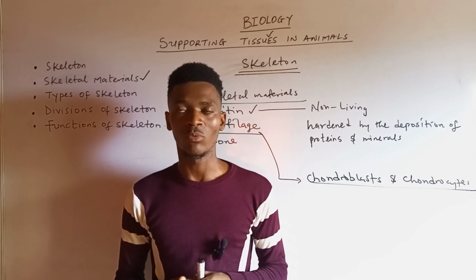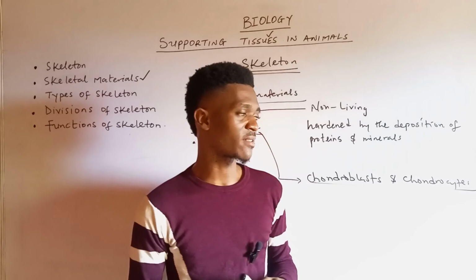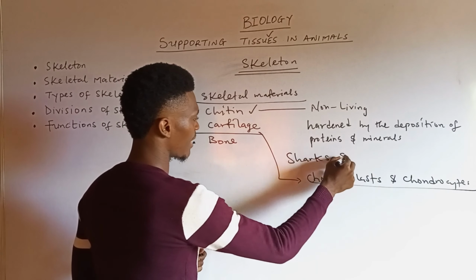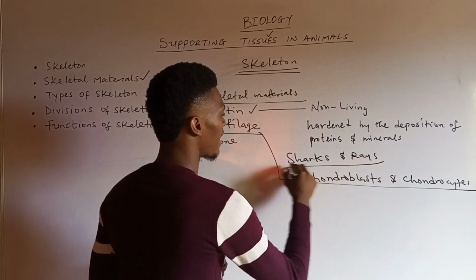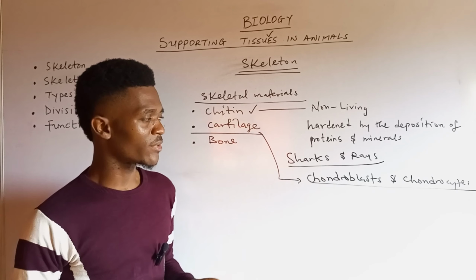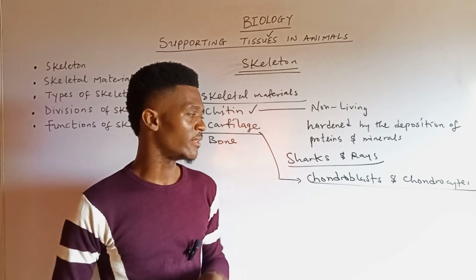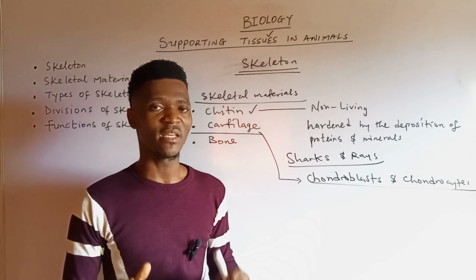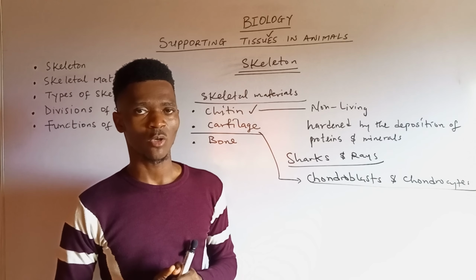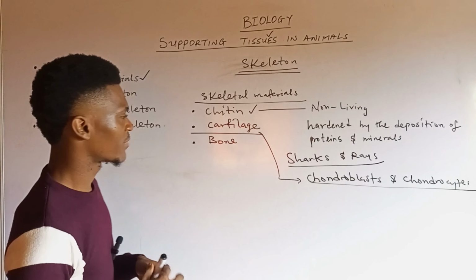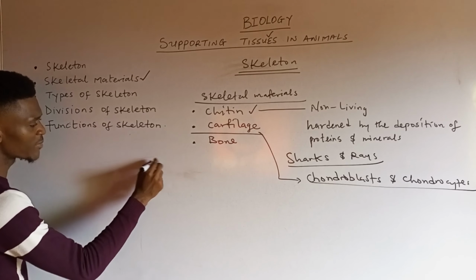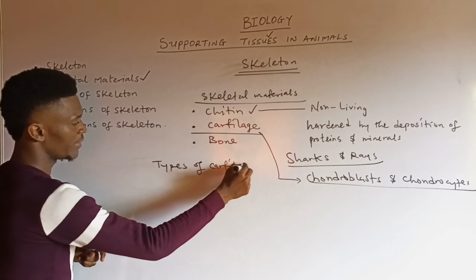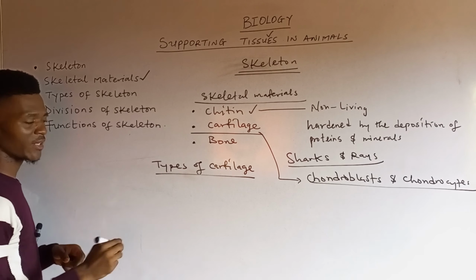For example, we could have vertebrates such as the sharks and the rays. Sharks and rays as species do not have any bone. The only thing that they possess is cartilage. Hence, they are called cartilaginous fishes. So that's considered to be their main skeletal material. All right. Then we have types of cartilage. What are some of the types of cartilage that we have? Now, there happen to be three main types of cartilage.